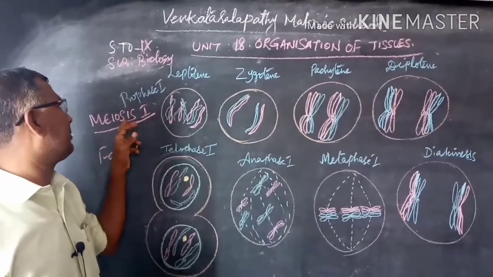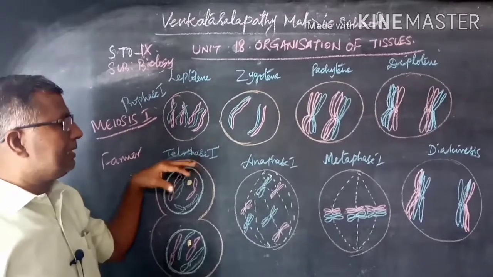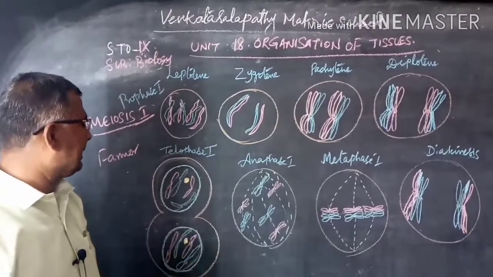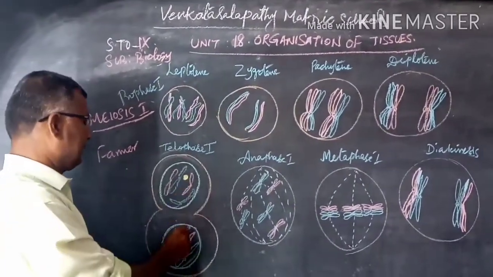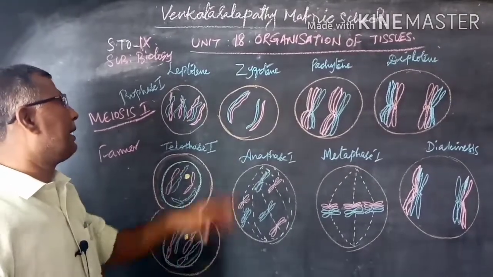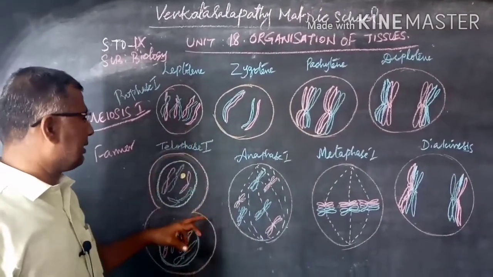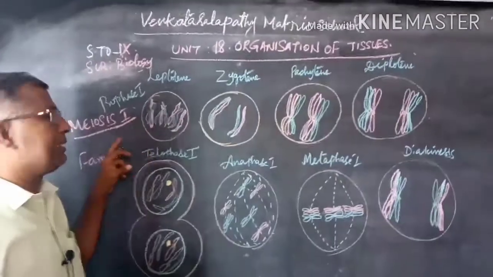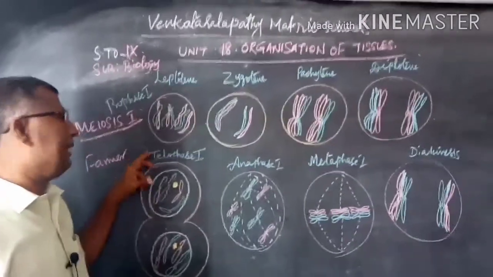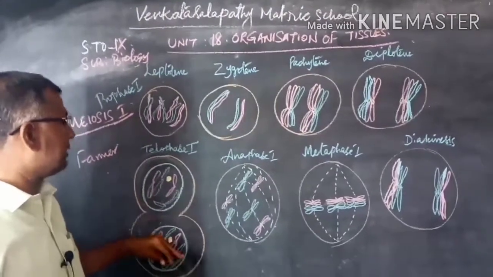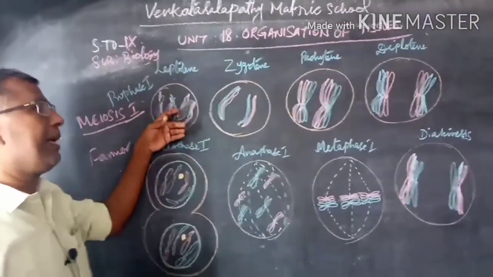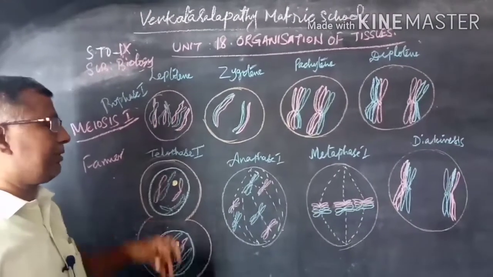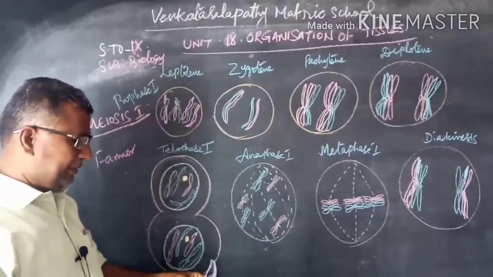Heterotypic division is nothing but meiosis one, because the haploid cells produced from the gametes or gonads do not resemble the parent cell. So that is why it is called heterotypic division. Understand? The daughter cells are entirely different from the parent cell.